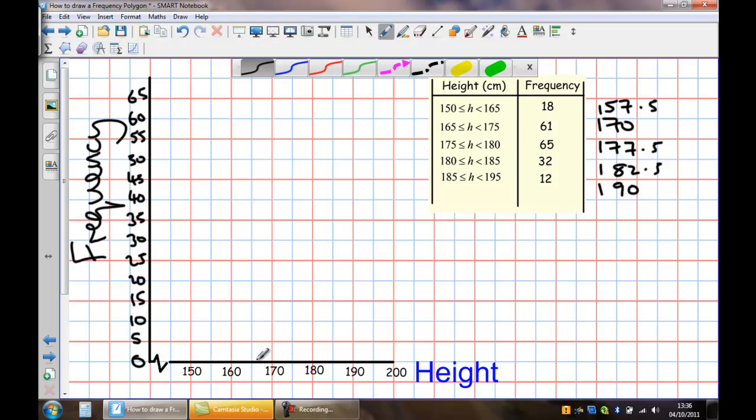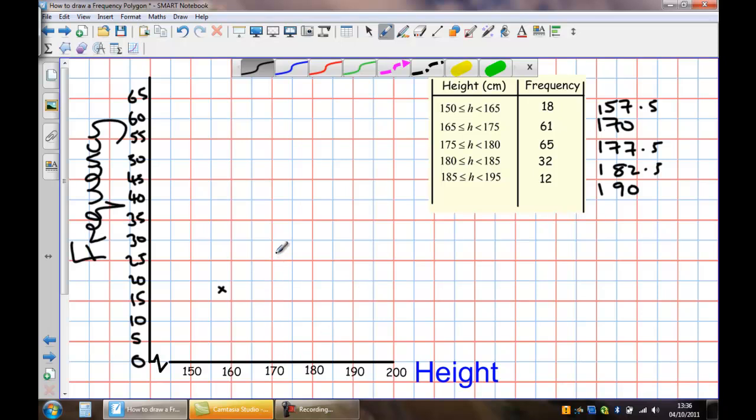Obviously I'll do my best with the scaling on here. I would normally use smaller squares or maybe even graph paper. All you have to do is put small crosses at the midpoint and the frequencies. This is just coordinates now. 157.5 and a frequency of 18. So 157.5 and 18 goes there. Next one, 170 and 61.